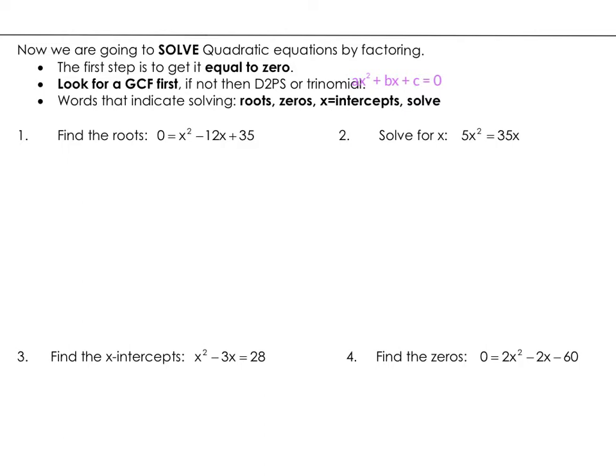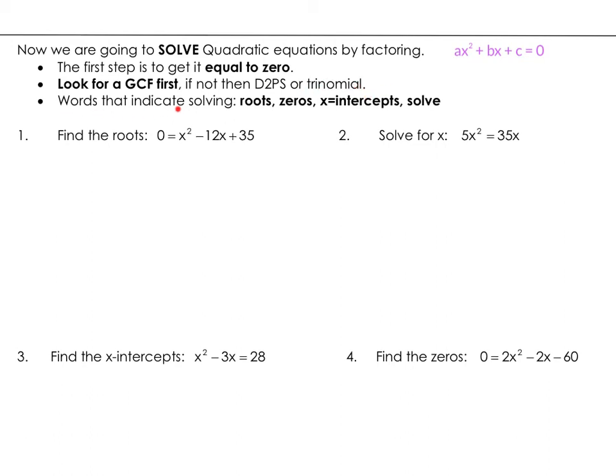So now we are going to solve the quadratic equations by factoring. The first step is to get it equal to 0, just like we did in the previous part. Then you're going to go through the process of factoring. Always look for a GCF first, and then if there's no GCF, we look at the number of terms to determine if we're going to try D2PS, trinomial factoring, or possibly, if it's already 4 terms, we could do factor by grouping.